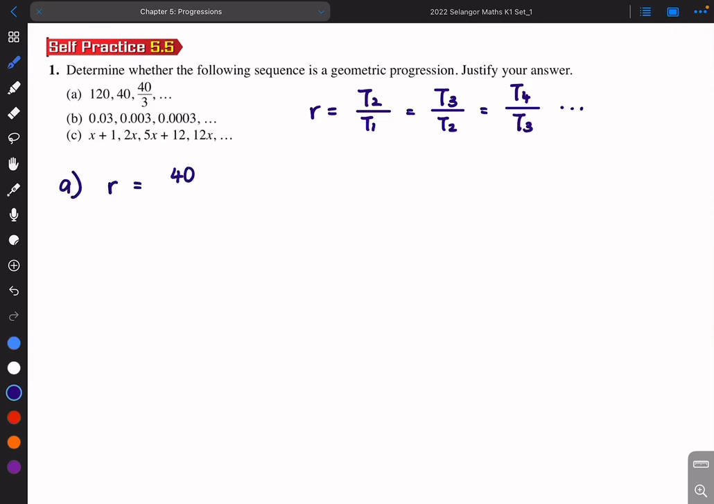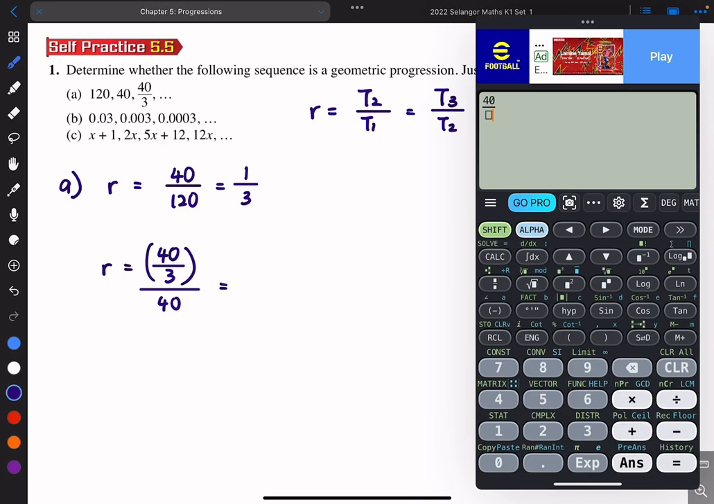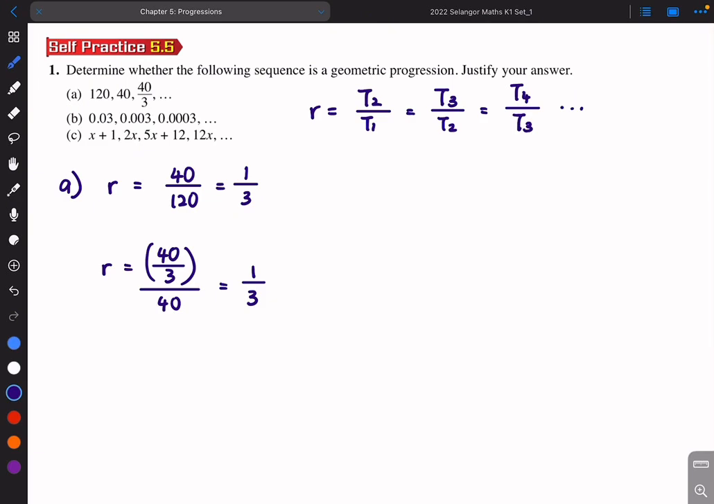So T2 divided by T1. 40 over 120 is 1 over 3. Then we find the second R. So T3 divided by T2. So 40 over 3 divided by 40. So 40 over 3 over 40 divided 40 is 1 over 3 as well. So this will be a geometric progression.